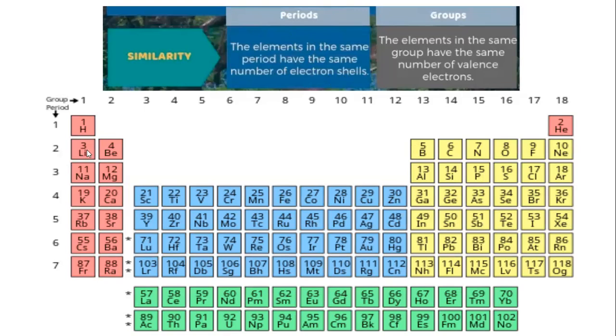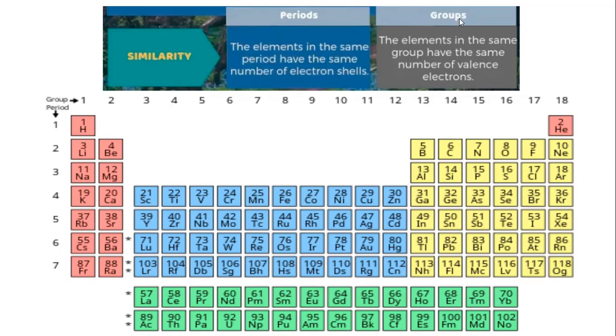For instance, lithium is in the second period. So the number of electron shells found in lithium is 2, whereas in sodium, the number of shells present in a sodium atom is 3. The same goes for magnesium. Magnesium has 3 electron shells.